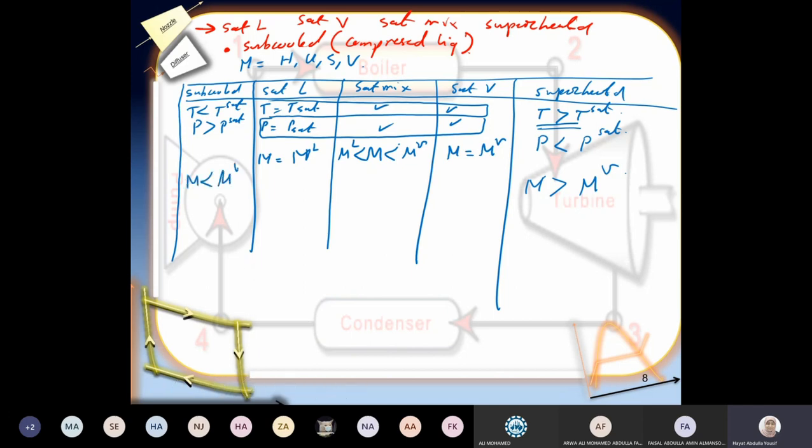M is less than M of liquid. Sorry, why M of liquid? Because you are subcooling it. Okay, I'll just remind you of the PV diagram here. You have here the liquid properties, and you have the vapor properties. Anything below that region is actually subcooled, and that's why the properties are less than the liquid properties. With the superheated, it is this region, and the properties are greater than the vapor properties. So that's generally how to figure out what's happening in each phase.